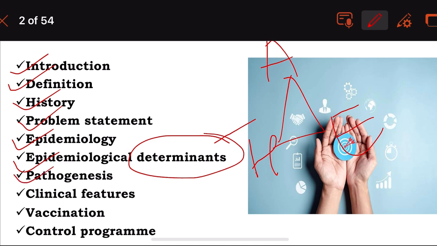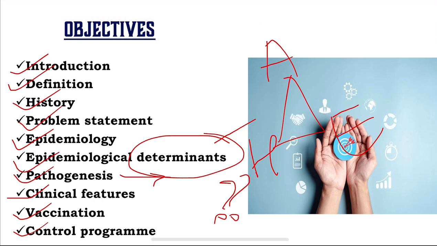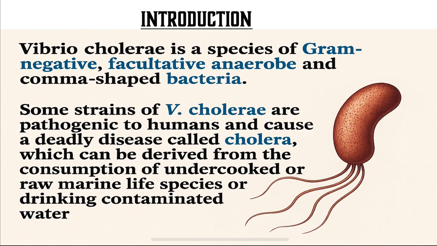pathogenesis of cholera, the most important part, where it is discussed in detail how the diarrhea comes up in case of cholera, and then the clinical features, vaccination, and lastly the control program of cholera. Let us begin with the introduction.